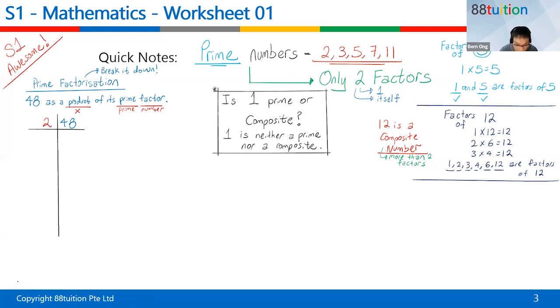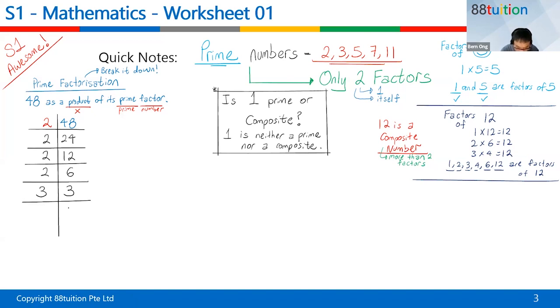Let's go. 48 divided by 2, you read it as 48 divided by 2 is 24. 24 is still a what? It's still an even number. Divide by 2 again to give you a 12. So you follow the flow. 12 is an even number, divided by 2 to give you a 6. 6 is still an even number, divided by 2 to give you a 3. Then 3 is no longer an even number. But what's the next prime number? Next number is a 3. So you divide by 3 to give you a 1.